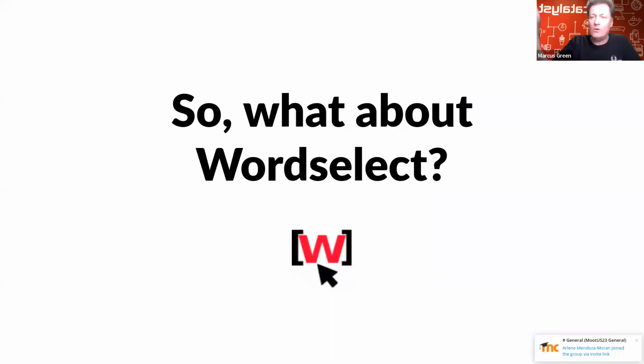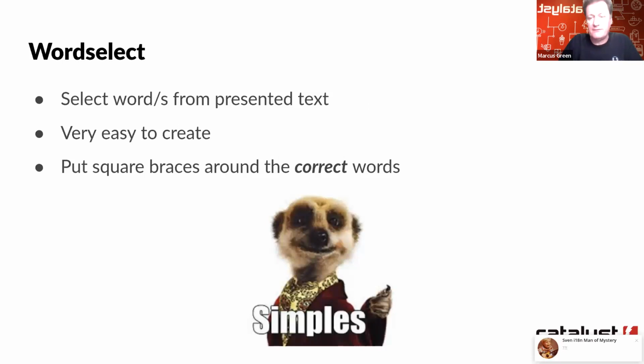Now, what about word select? Word select was created after gap fill, because I was trying to think of a way of modifying gap fill to do this, but in the end I decided it needed an entirely different question type. So the idea is that the user selects the words from the presented text. As you can guess, very easy to create. What you do in this context is you put square braces around the correct words.